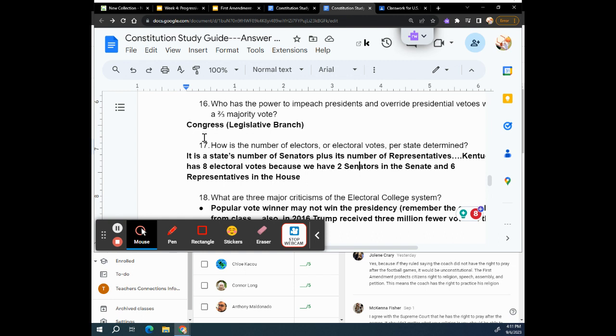Wait a second. There we go. Stupid automatic lights. We end up with 8 electors in the Electoral College. And remember, the electors are the people who officially cast the ballot for the president.